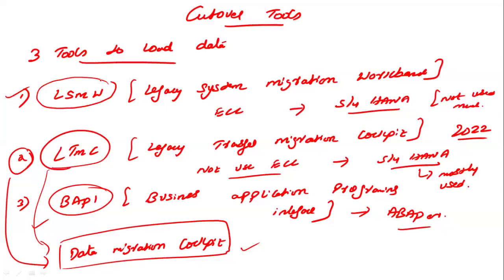Okay, as LSMW is completely stopped and we are not using in S4 HANA only in emergency cases, we will not be seeing the LSMW in our system, but I can show how it looks. But we can migrate the data using data migration cockpit, and I'll also show how BAPI works. Okay, any questions here before I move to the system?